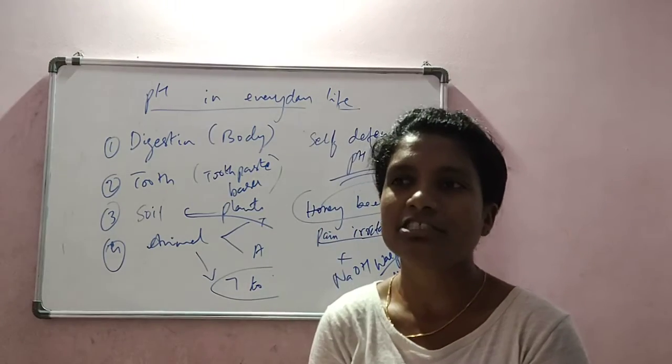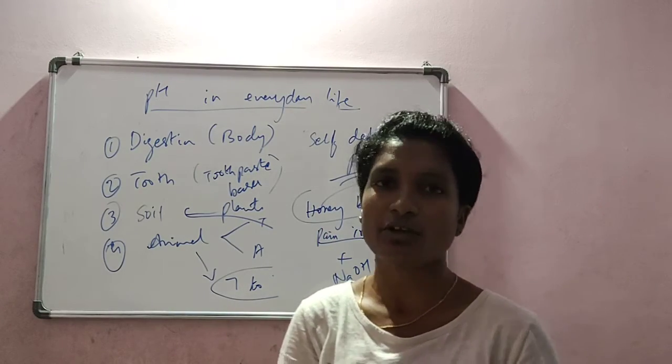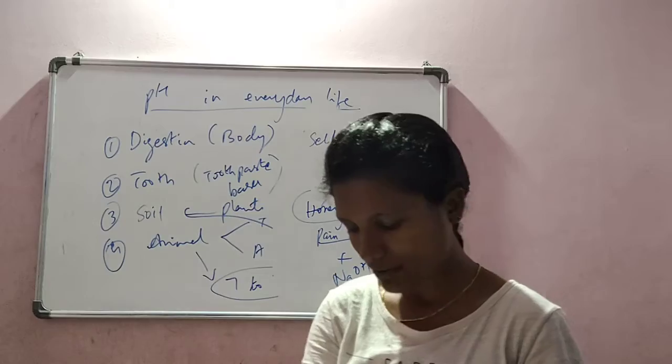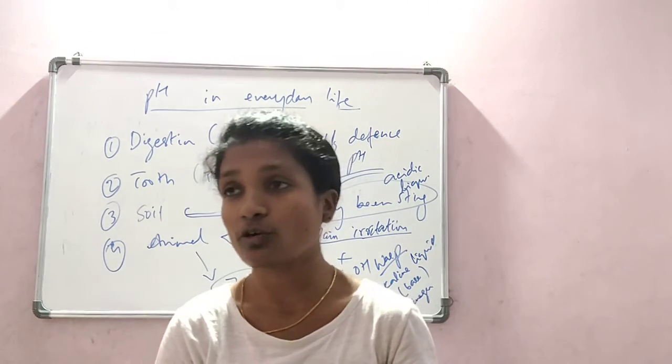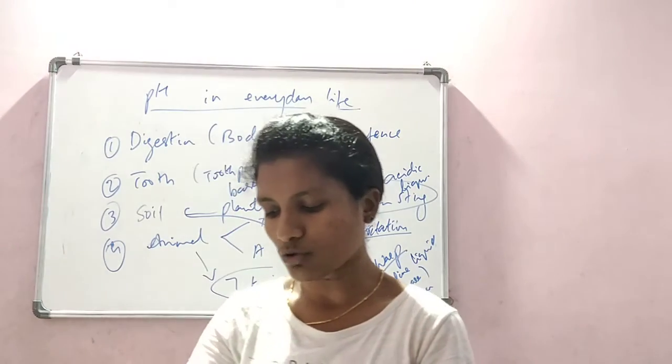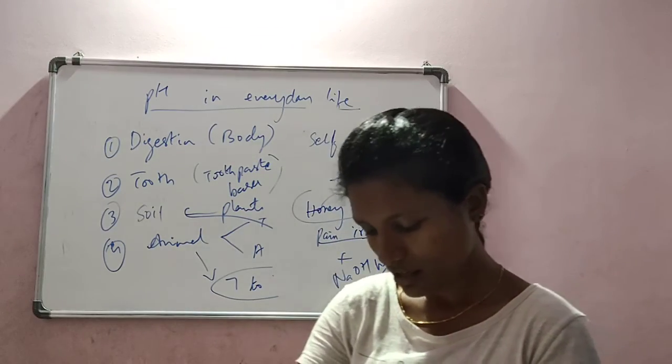Similarly, if an ant bites, it injects formic acid, also called methanoic acid, so we can use baking soda to get relief from the burning pain.